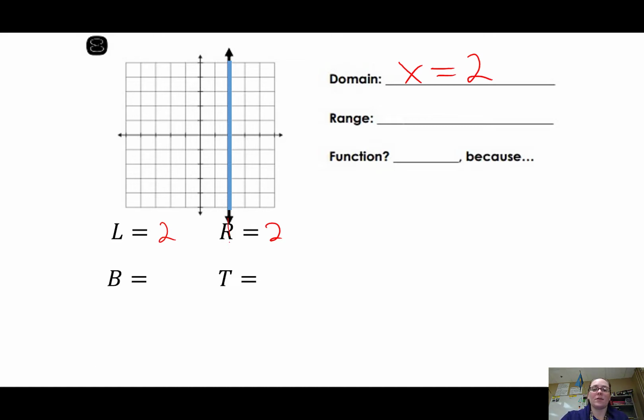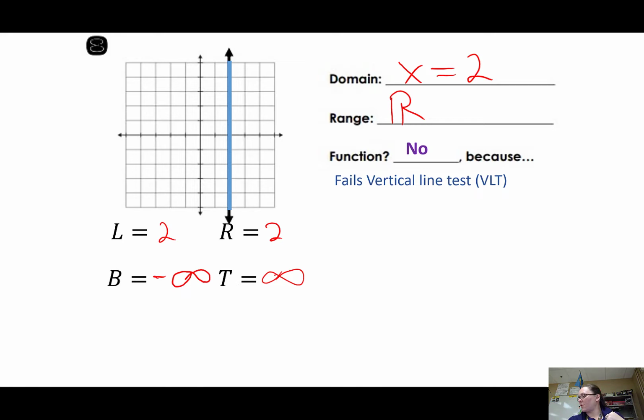Am I going to ever stop going down? No. So that's -infinity there, because I'm going to keep going on forever. Okay, how far am I going to go up? Am I going to ever stop going up? No. So my range is all real numbers. Is this a function? No, it does not pass the vertical line test.